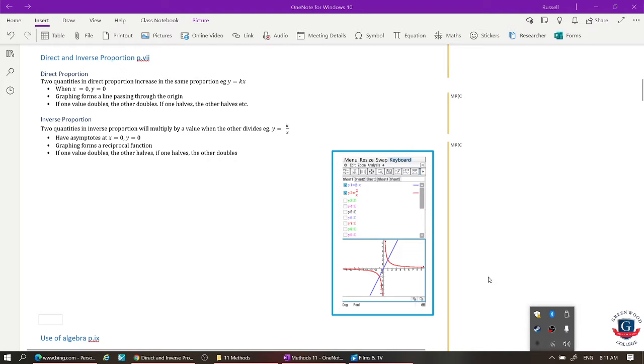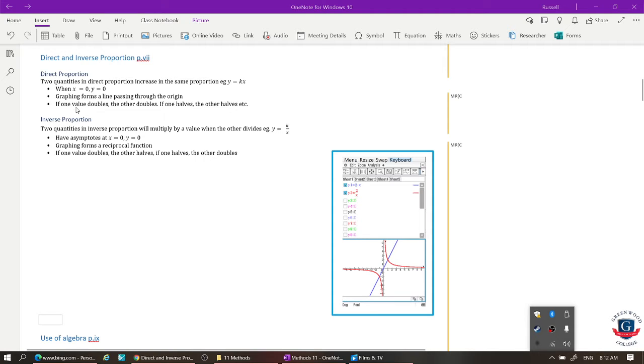Okay, the next topic's on direct and inverse proportion. Direct proportions where two quantities are related and one increases or decreases in the same proportion as the other. So in the case of direct proportion, it'll produce a straight line graph that passes through 0, 0, indicating that it's a line that passes through the origin.